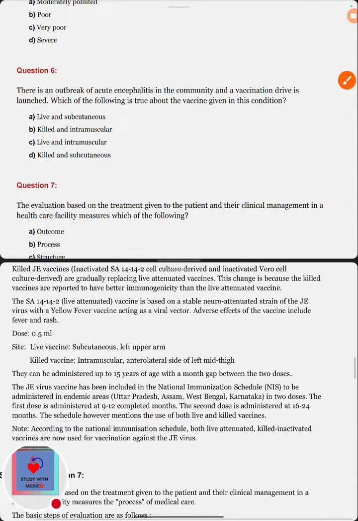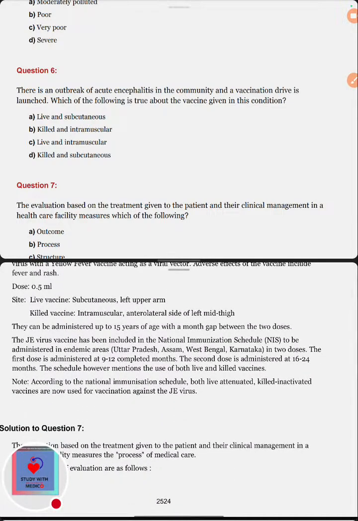Dose is 0.5 ml. Site for live vaccine: subcutaneous, left upper arm. Killed vaccine is intramuscular, anterolateral side of the left mid thigh. Intramuscular killed vaccine can be administered up to 15 years of age with a month gap between the two doses. JE vaccine has been included in the National Immunization Schedule to be administered in endemic areas: Uttar Pradesh, Assam, West Bengal, Karnataka, in two doses.